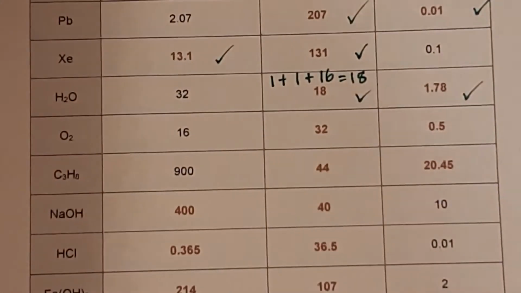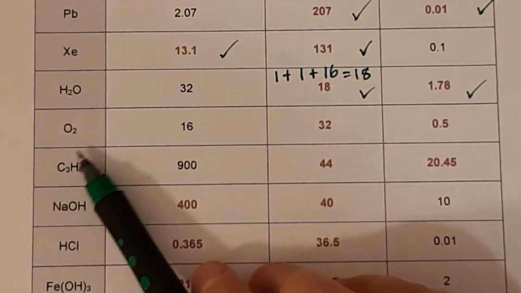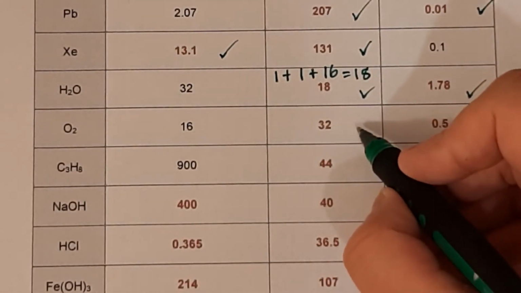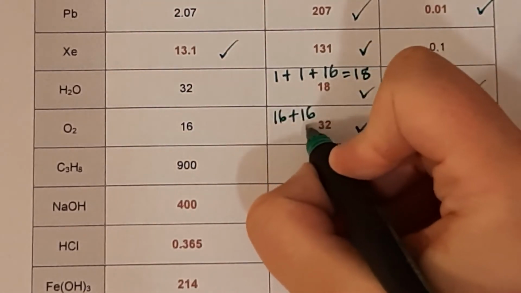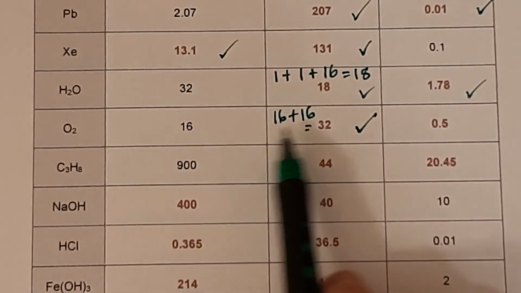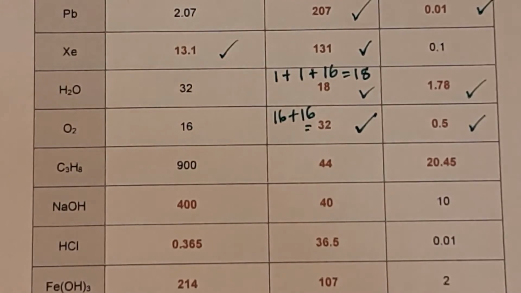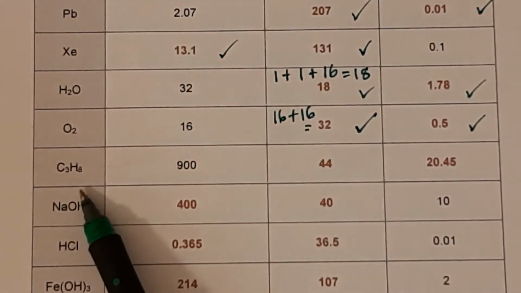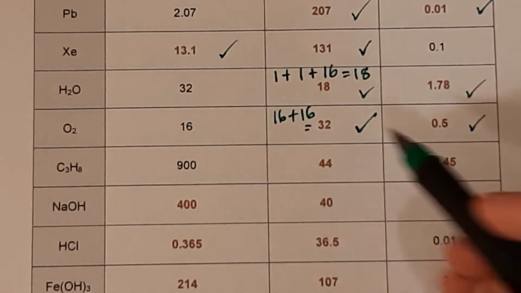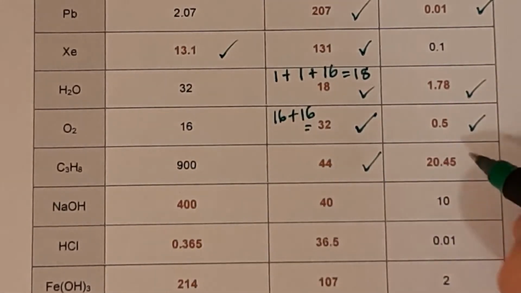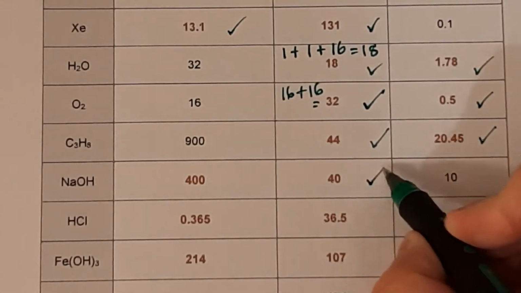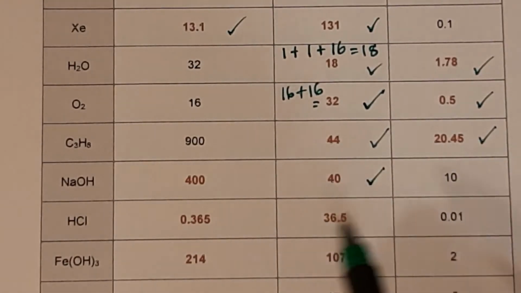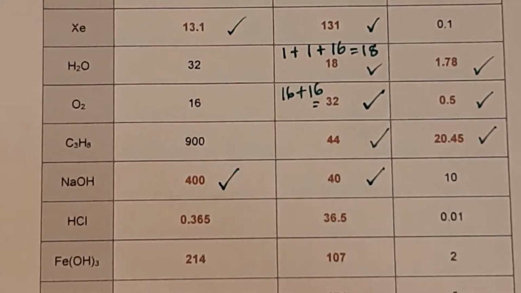Okay, so oxygen is O2, so 2 lots of 16 is the relative molecular mass of oxygen, because it's O2. So this one's going to be 16 plus 16 equals 32. And then 16 divided by 32 gives us 0.5 moles. Okay, so the relative molecular mass of C3H8 is 44. 900 divided by 44 gives us 20.45 moles, or if you've rounded that, 20.5 moles. NaOH has a relative molecular mass of 40, and 40 multiplied by 10 gives us 400 grams.